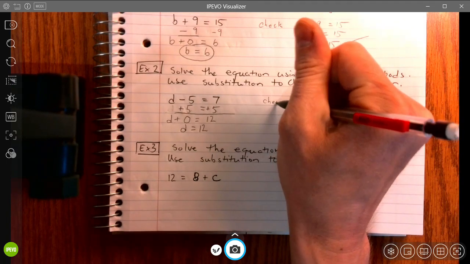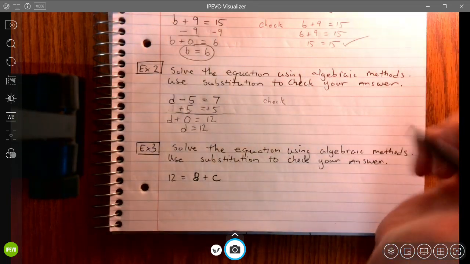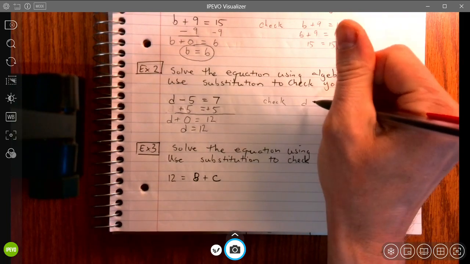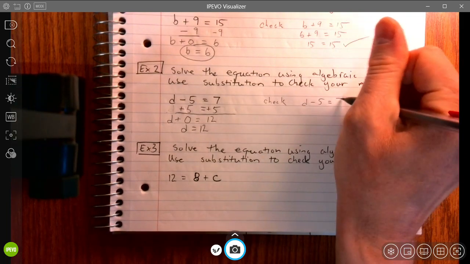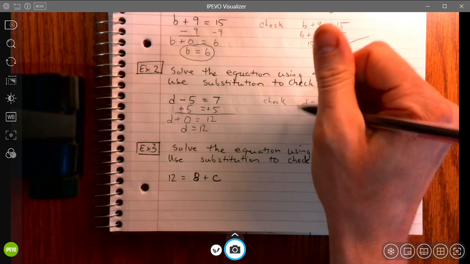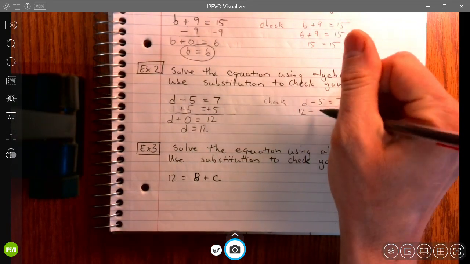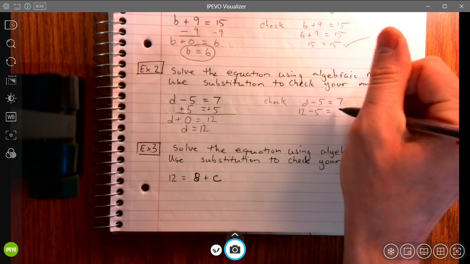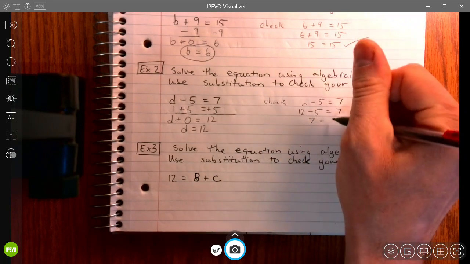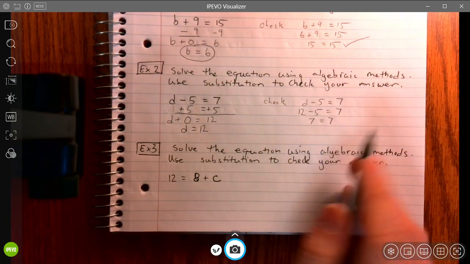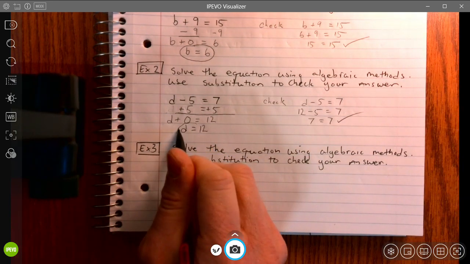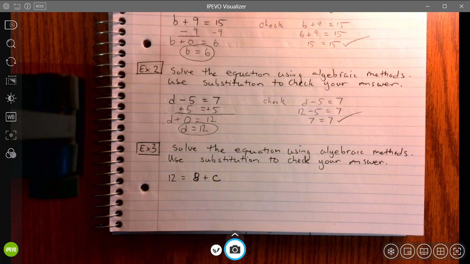Let's do our check. We're going to check using substitution. Again, just copying down our original equation. Okay, I'm going to substitute 12 in for d. That's the answer that I found. 12 minus 5 is 7. Is 7 equal to 7? It sure is. So I know d equals 12 is definitely my answer.